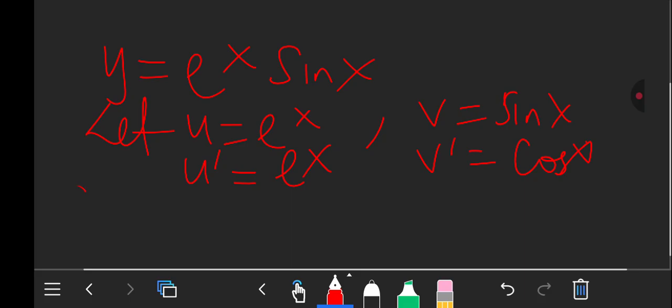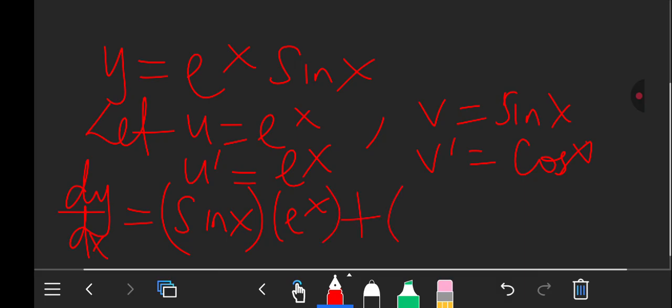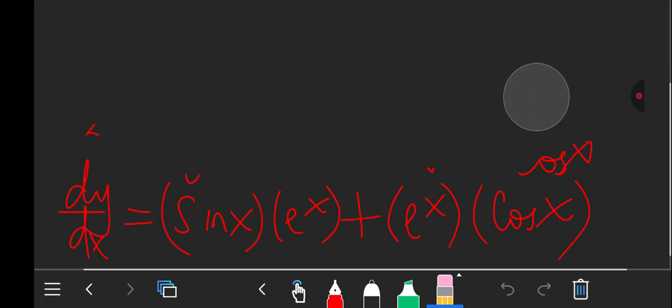Then let's find dy over dx. Without even writing the formula, we can recall that it is v u prime. What is our v? It is sin x. V u prime, what is our u prime? It is e to the power x. Then plus, what follows is u. What is our u? It is e to the power x. Then v prime, what is our v prime? It is cos x. Okay, so we can now simplify that.